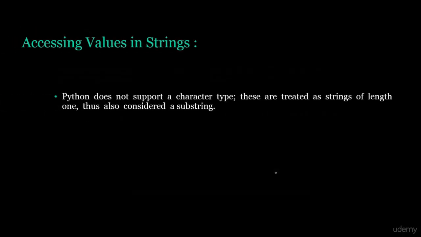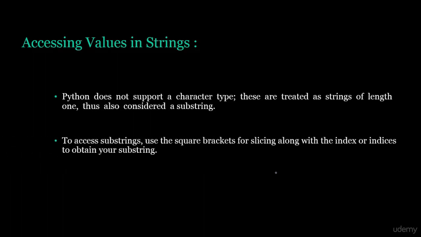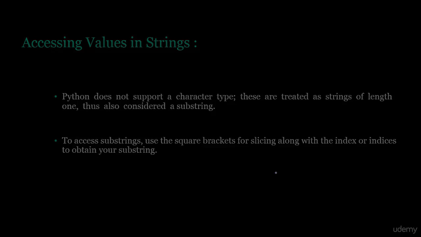Accessing values in a string. Python does not support a character type. These are treated as strings of length 1, which is also considered a substring. Remember, to access substrings, use the square brackets for slicing along with the index or indices to obtain your substring. Remember, index in Python starts from 0, not only in a string but in everything.